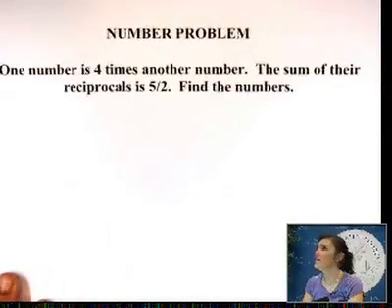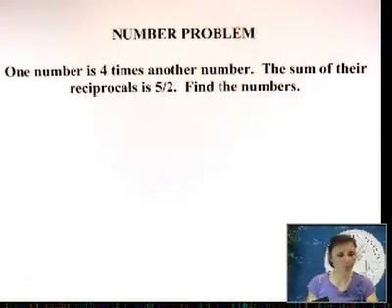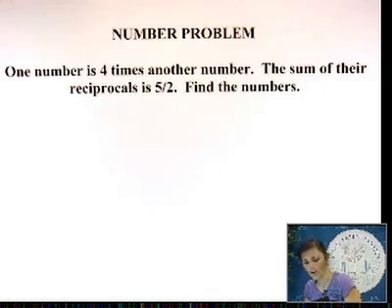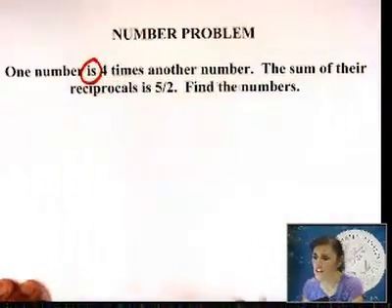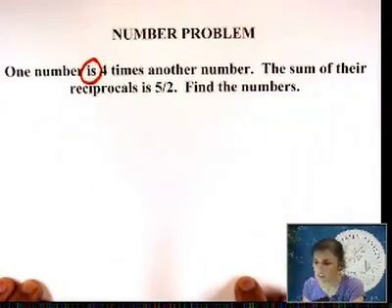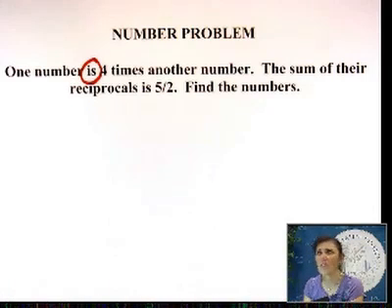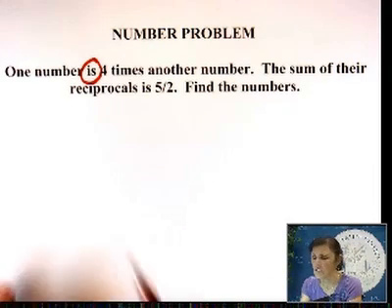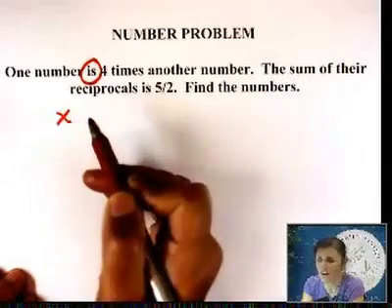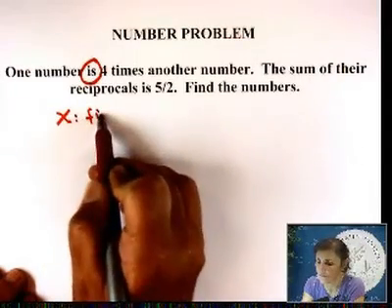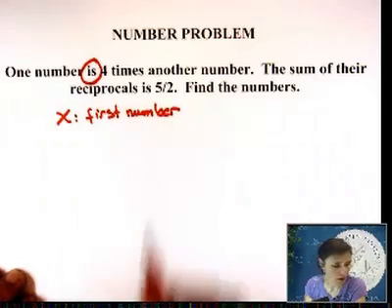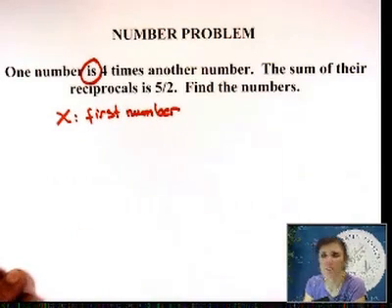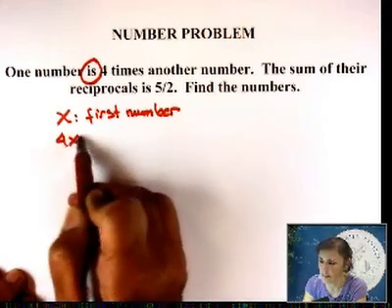All right, here it is, a typical number problem. You have to read it very carefully and put down the key things, okay? One number is 4 times another number. So when somebody says a number, those kinds of things, just say x. So that number that I just don't know is the first number. The other number is 4 times the first number. That's the second number.